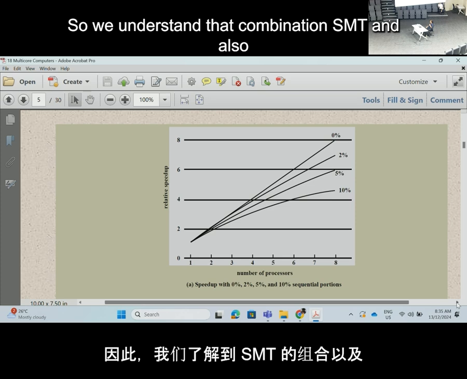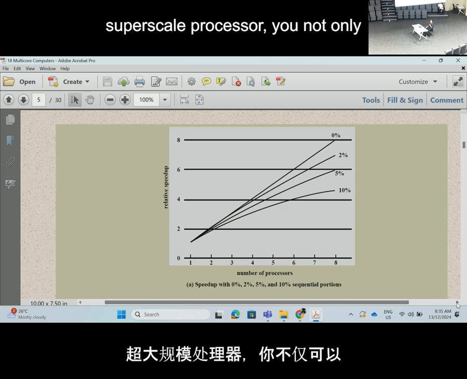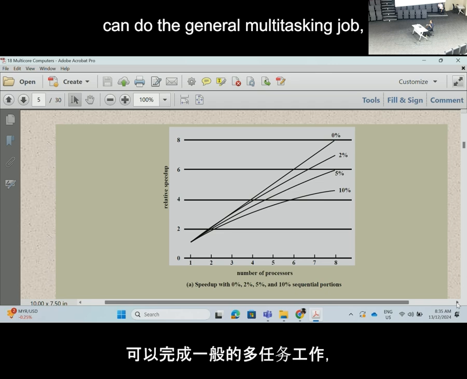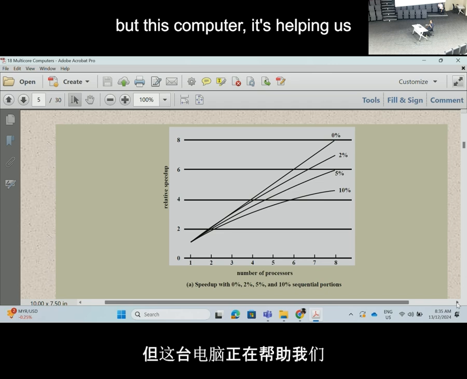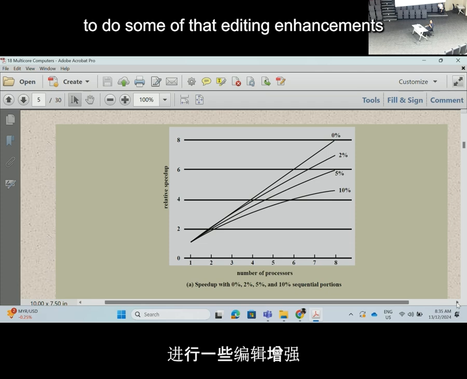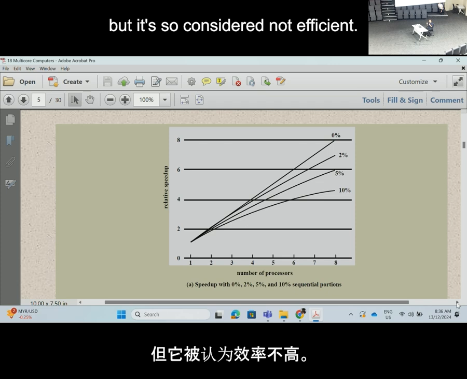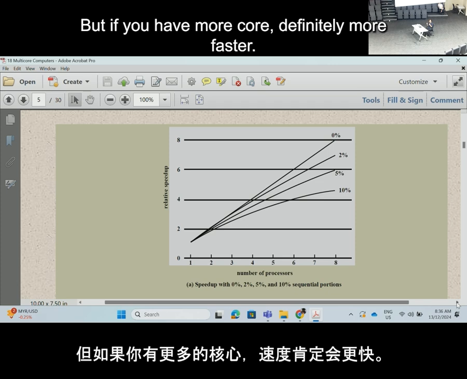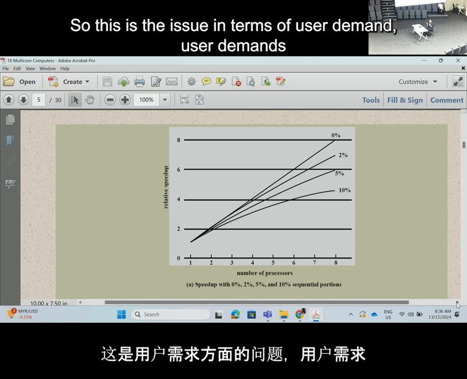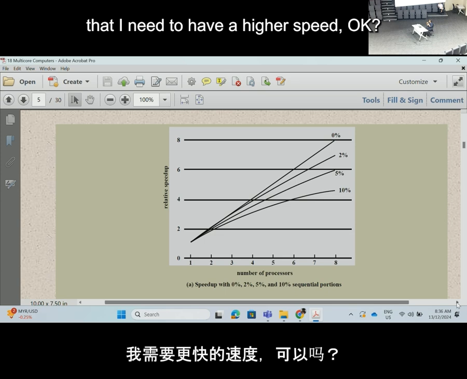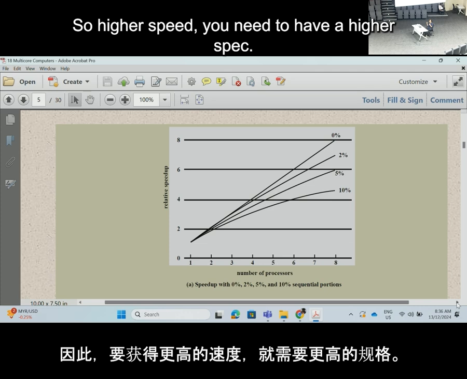So we understand that with the combination of SMT and a superscalar processor, you can not only do general multitasking, but this computer also helps us do editing and enhancements, which is advanced multitasking. For example, online transaction processing is considered not efficient, but if you have more cores, it is definitely faster. So this is the issue in terms of user demand. Users demand a higher speed, and for higher speed you need a higher spec.